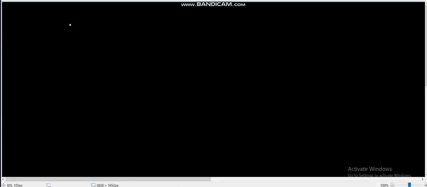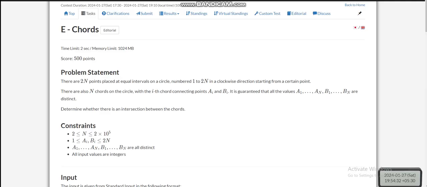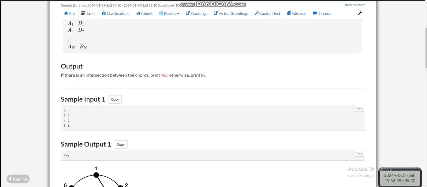So we will have exactly N chords connecting the endpoints, where every endpoint is distinct. What we have to find is whether any two chords intersect with one another. That's the problem, and it is quite straightforward.